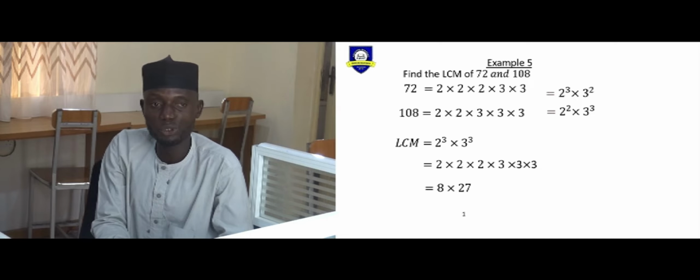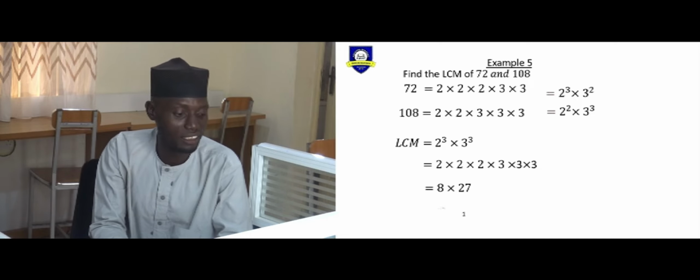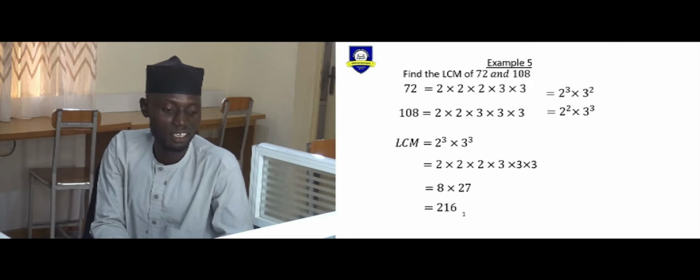Next, we move into commercial mathematics. I think this is arithmetic. Find the percentage loss on an article bought at 1,000 naira and sold at 500 naira.